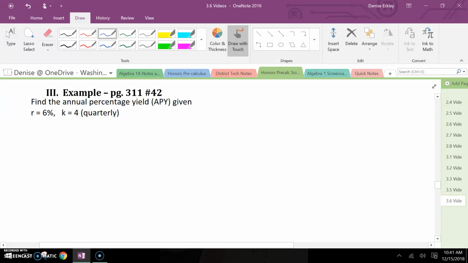Page 311, number 42, asks us to find the annual percentage yield, or APY, of an investment, knowing the interest rate is 6% and it is compounded quarterly. Our formula for APY does not require you to know the initial investment amount, even though it is given in the problem. So we are just going to use 1 plus R over K, raised to the K power, minus 1.